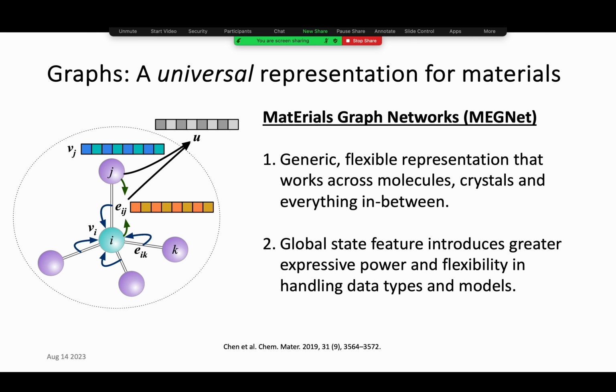Now, one unique feature I want to point out about the materials graph network architecture, or MEGNet, is that we have this global state that allows us to represent properties that are a state property of the material as a whole, okay? So in most of the graph neural network architectures that you see out there, they don't actually have this state variable. And what I'm going to show you is how powerful this state variable can be, okay? It actually allows you to do a lot of things with graph neural networks that you would not be able to otherwise do with just simple representations of nodes and edges, okay?